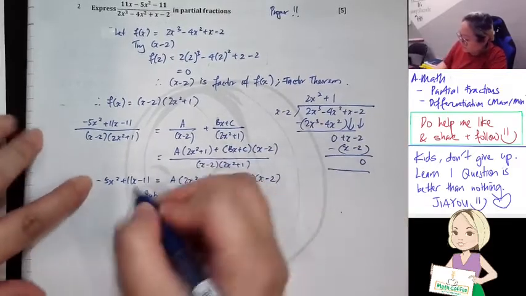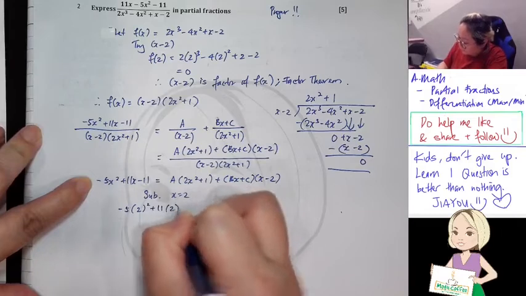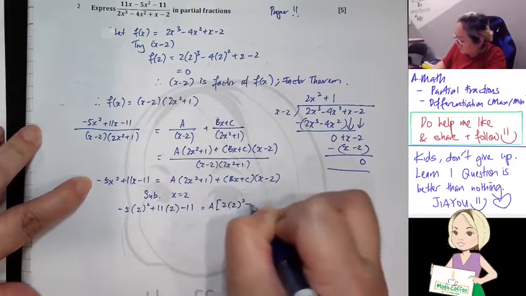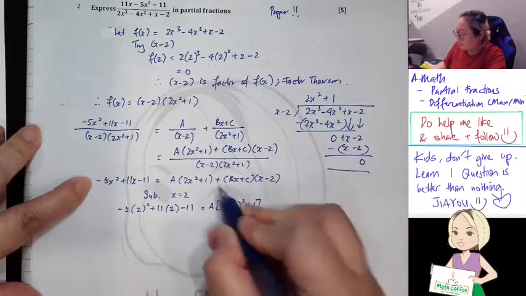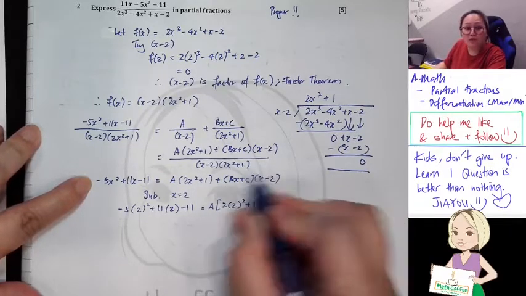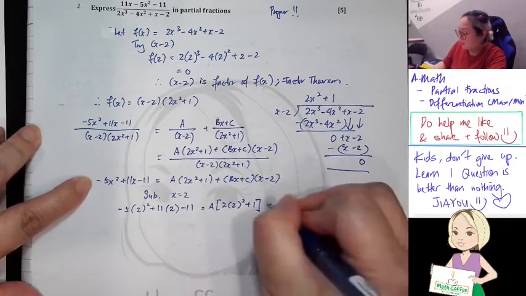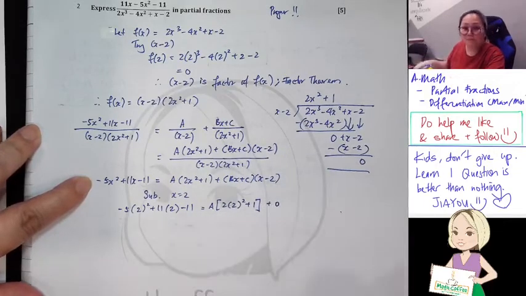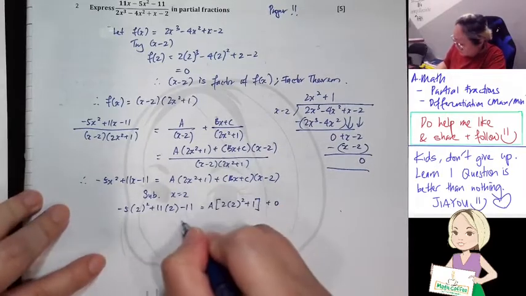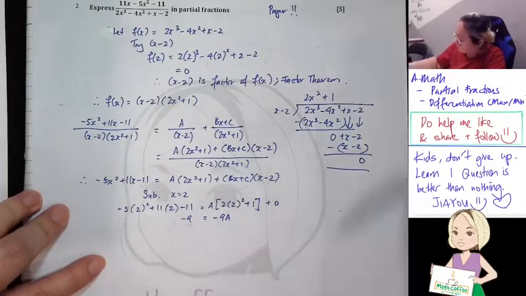Looking at this one as a reference, minus 5(2 squared) plus 11(2) minus 11 equals A[2(2 squared) plus 1]. This one I don't have to write because this whole thing becomes 0. I repeat, 2 minus 2 is 0, 0 times this bracket, the whole thing becomes 0. So I don't have to write anything here. If you want to put plus 0, also can. Next, of course, press the calculator. This side will give me minus 9. This will be 9A. So in the end, sorry, it's positive.